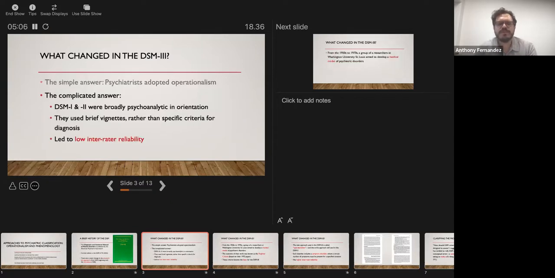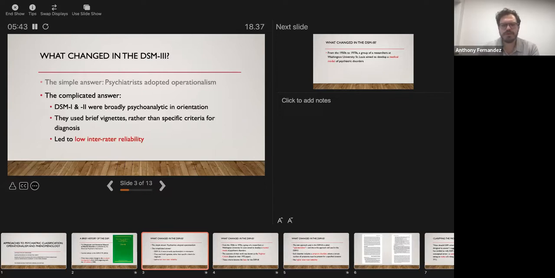So the more complicated answer is to say, well, prior to the DSM-3, when we had the DSM-1 and the DSM-2, these were in many respects broadly psychoanalytic or psychodynamic in orientation, and they didn't use very specific symptom criteria for diagnosis. So often what you'd be presented with in, say, the DSM-2, is a brief vignette. You'd have a one-paragraph description of a disorder, and that description would include some symptoms, although it might not give you a clear sense of which symptoms are most important or most common, but some sense of the basic symptoms.